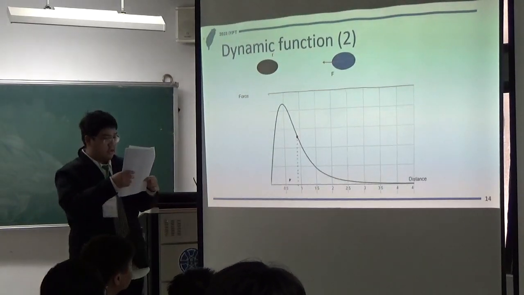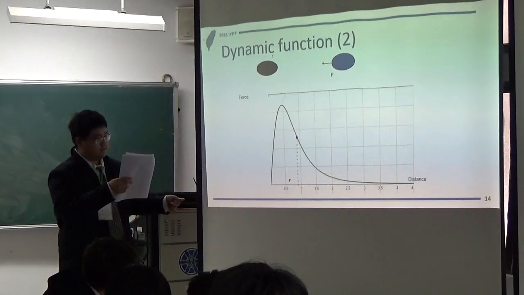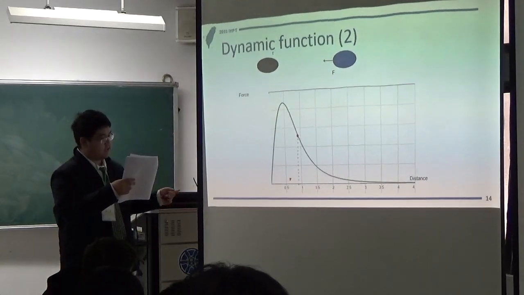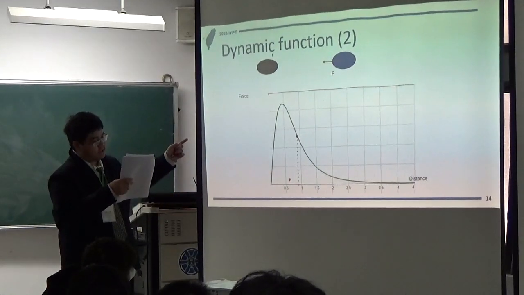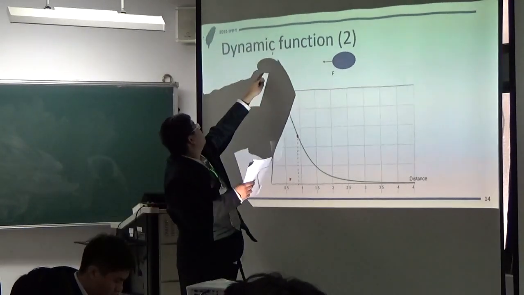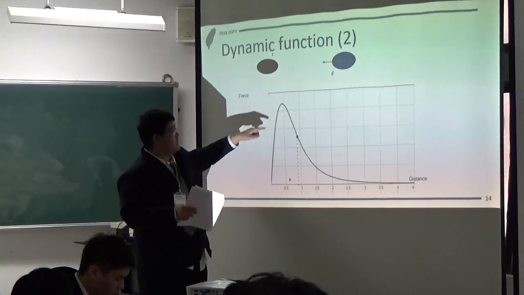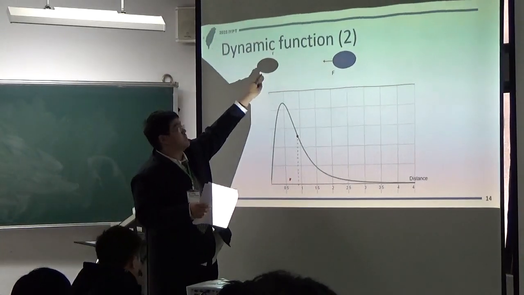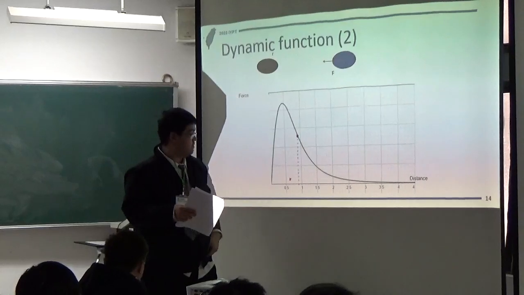And there are two magnets. One is still, and the other moves directly toward the still one. The relation between the distance and the force can be expressed as a graph. R is the radius of the magnet.